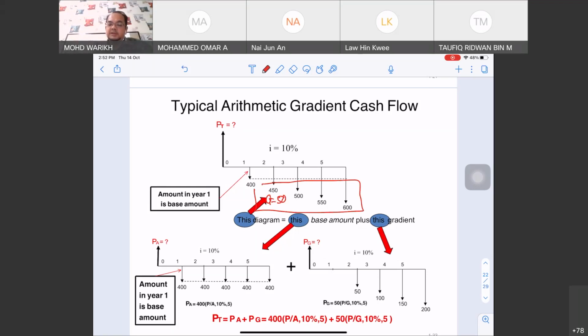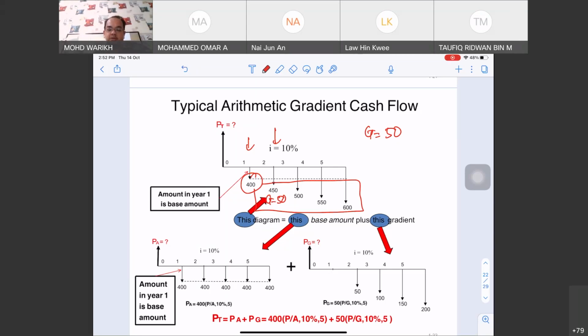Okay, G is 50 ringgit. Gradient is 50 ringgit. The base one is 400 ringgit. So the gradient starts, but the calculation starts as a normal one, as year 1. You do not start from year 2. Just remember that, don't get confused. The calculation is as usual. But the gradient, the theoretical one, starts from year 2.